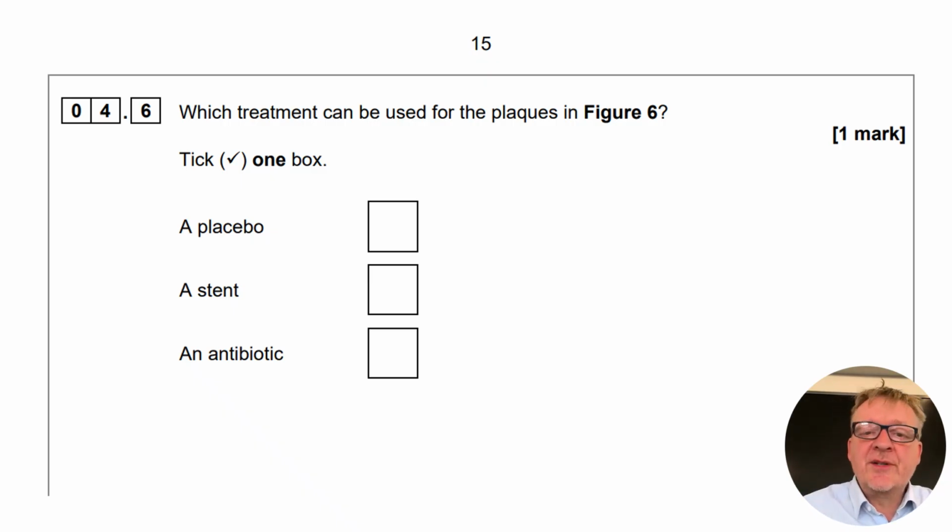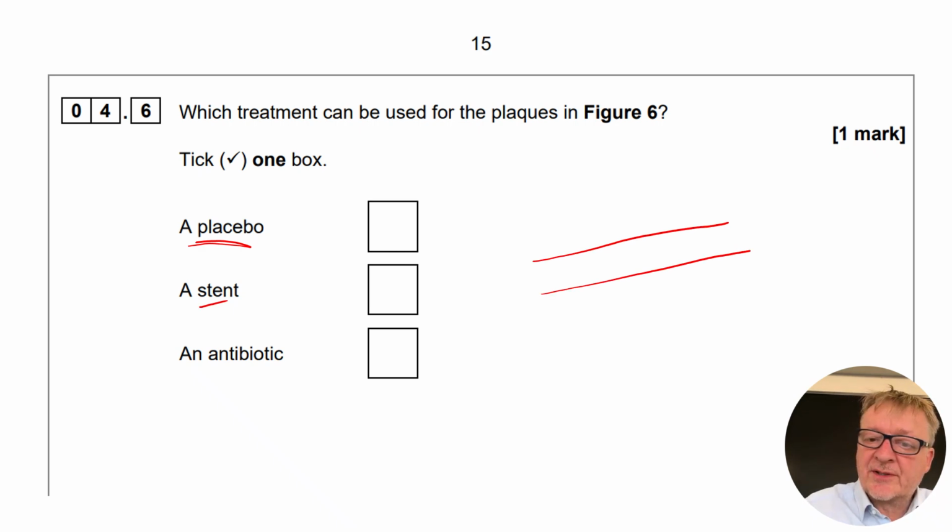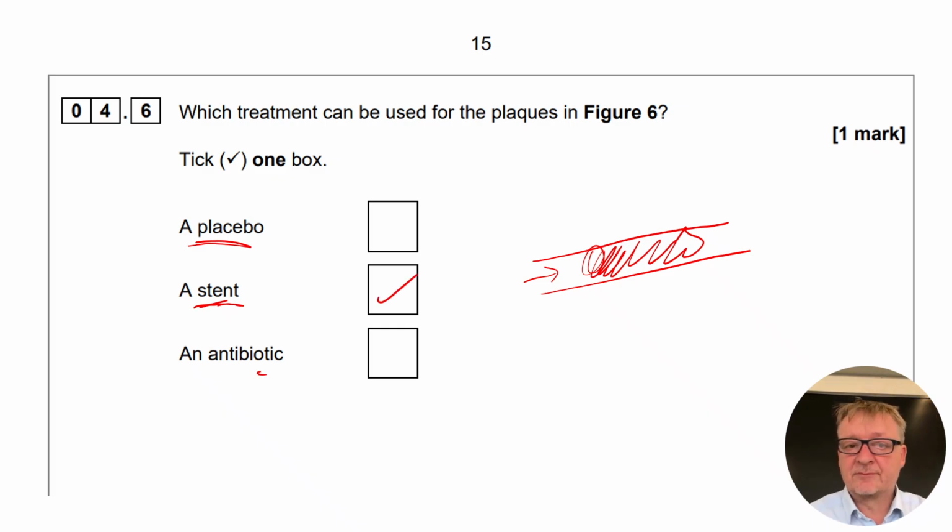4.6. Which treatment can be used for plaque? A placebo, that is a medicine that's given with no drug in it. So how can that possibly work? A stent, that's brilliant. So there's your artery, and what happens is they put a balloon in there first with a little bit of chicken wire. There's the chicken wire. The balloon opens up the artery and then leaves the chicken wire in. And that's the stent. It's a very, very thin bit of wire. So it's definitely that. Antibiotic is for bacteria.